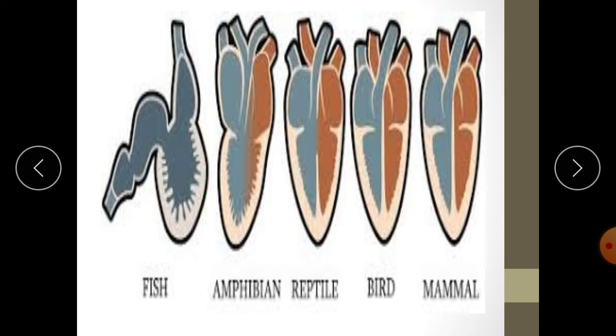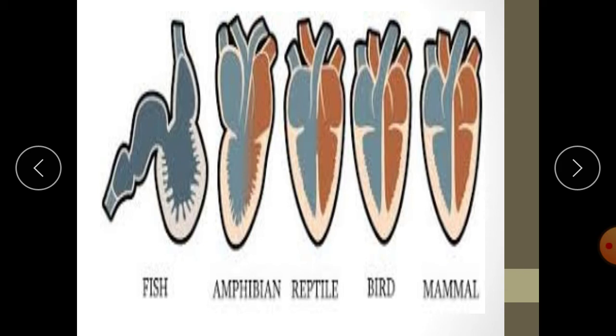In amphibians, three chambers are there: two auricles and one ventricle. This one is the right atrium, the left atrium and one ventricle. A three-chambered heart is present. The right atrium receives deoxygenated blood, the left atrium receives oxygenated blood from the lungs, and both open into the same ventricle, where it is mixed up.